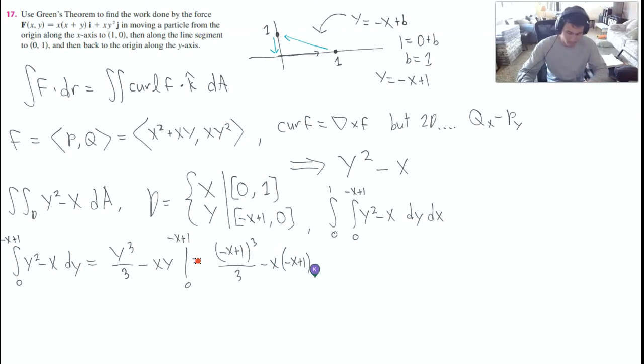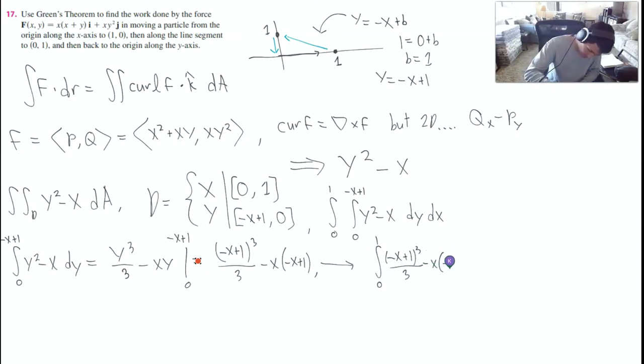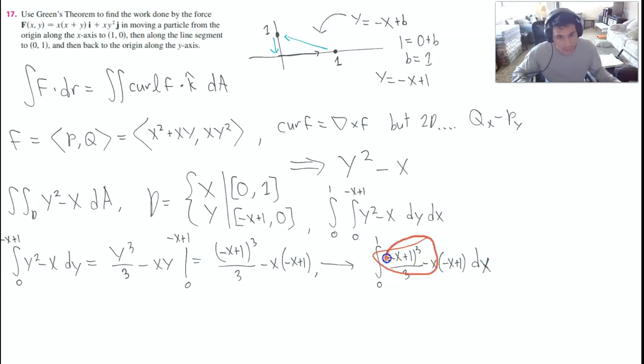Okay, so this is going to be our next integrand. Now we're going to integrate all of that from 1 to 0: negative x plus 1 cubed divided by 3 minus x times negative x plus 1, dx. And you're like, oh, I don't want to actually expand that. Yes, don't expand that. Please don't expand that. Do a substitution. So u is equal to... I've got to take off my headphones.